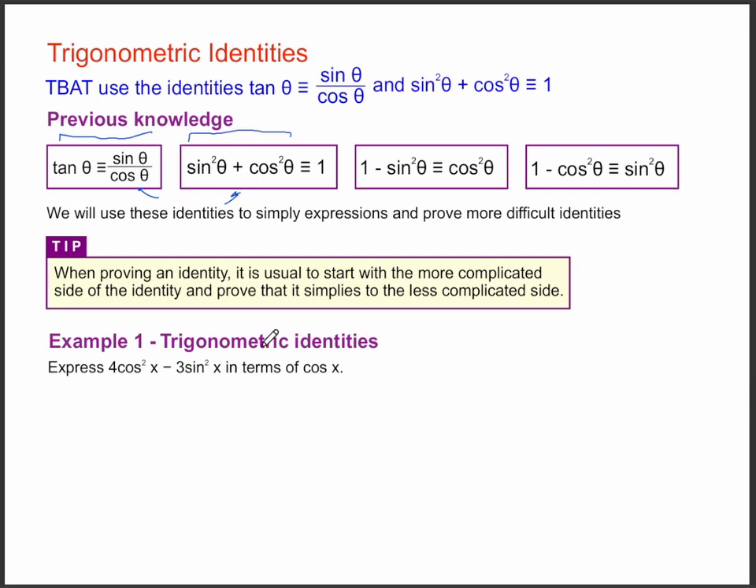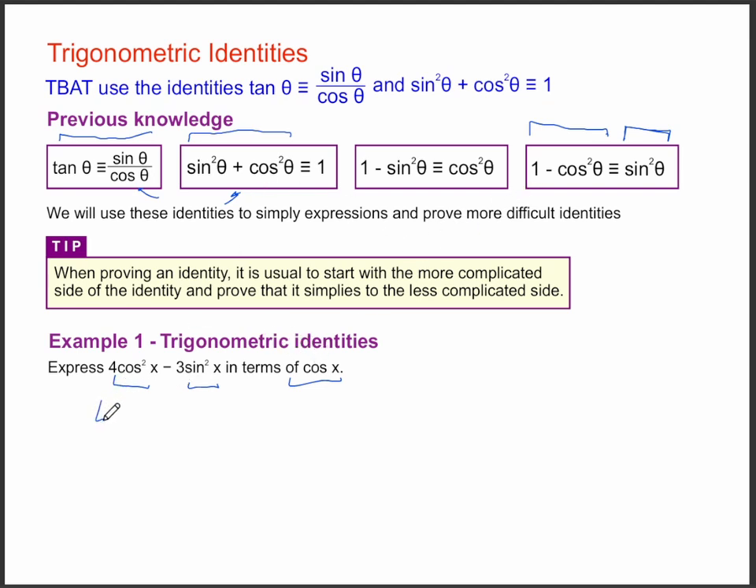Example 1. Express 4 cos square x minus 3 sine square x in terms of cos x. At the moment we have cos x, but we also have sine x, and we want to change the sine x so that we have the entire expression in terms of cos x. We're going to use one of those identities where we can change sine square theta into 1 minus cos square theta, which is exactly what we're going to do here.